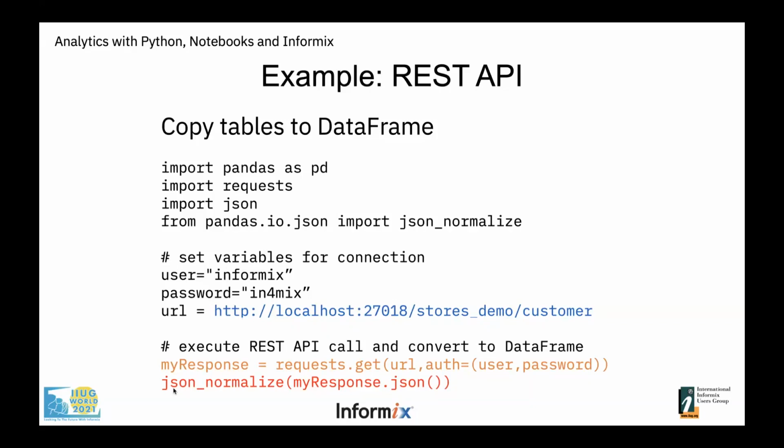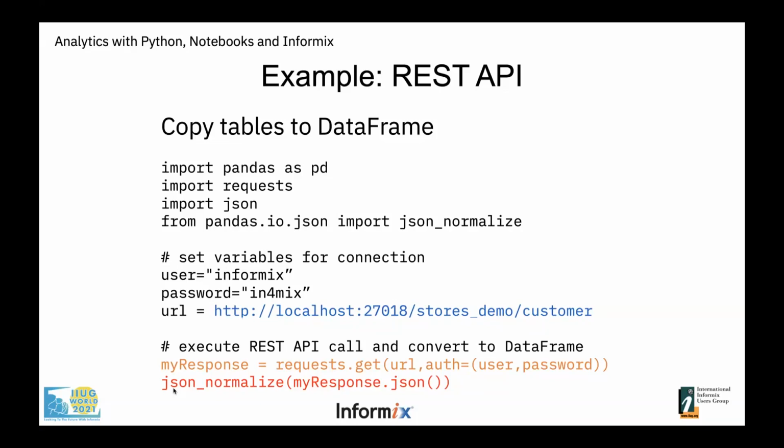And next, that's the second last line here, we assign the variable myResponse the result of the REST call. And we execute the REST call by requests.get. And the first argument is URL, which we just built. And the second argument consists of user and password.